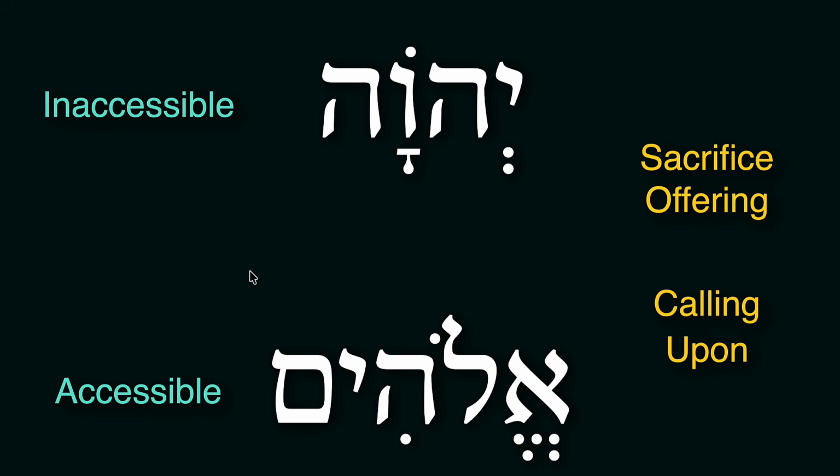Okay, so inaccessible and accessible. That's how we see it. It's not completely inaccessible, but generally inaccessible, yet accessible. All the nations of the world worship Elohim, either in the singular or in their false conception as plural gods.